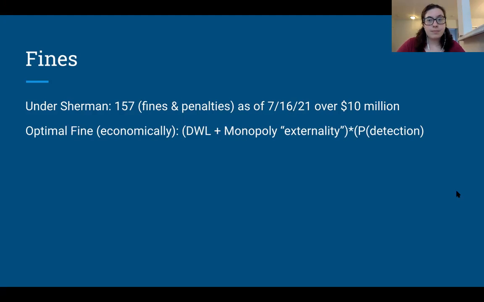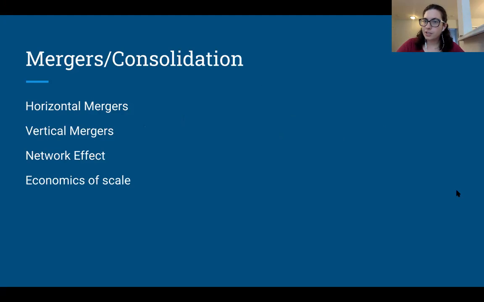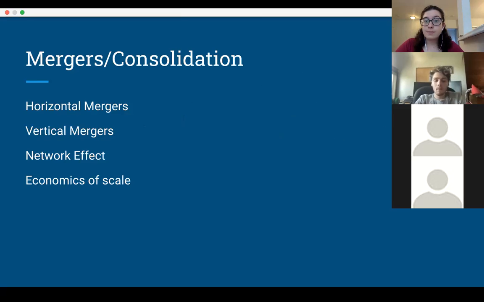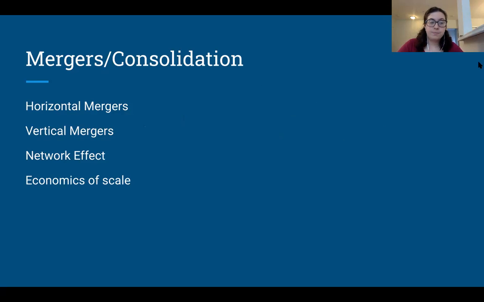Okay, now into the mergers and consolidations. There are two types of mergers: horizontal mergers and vertical mergers. And there's also, let's talk about the network effect after that.